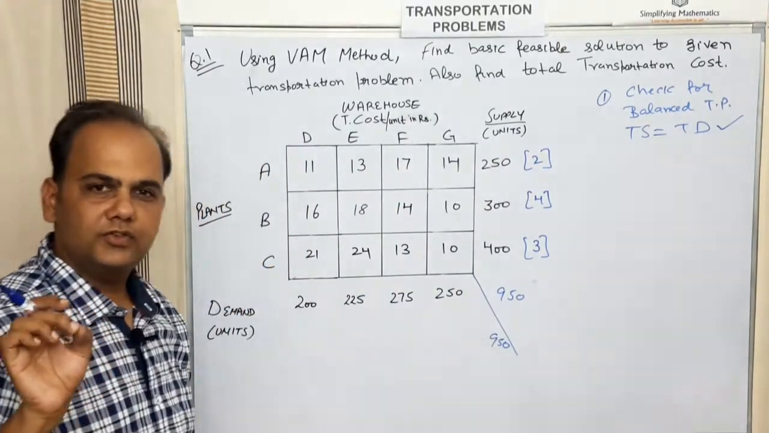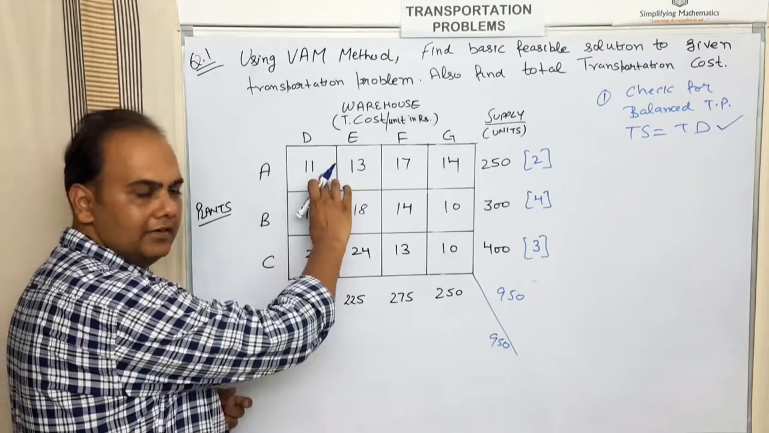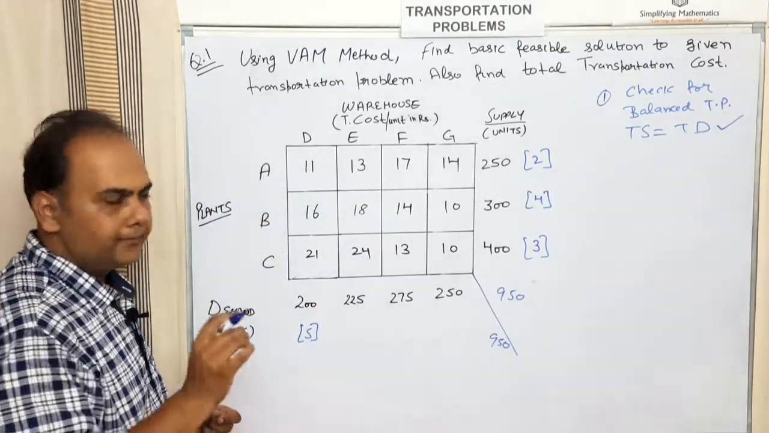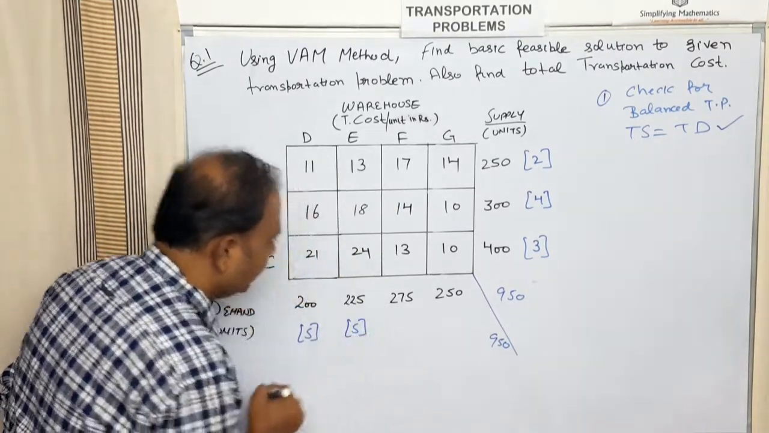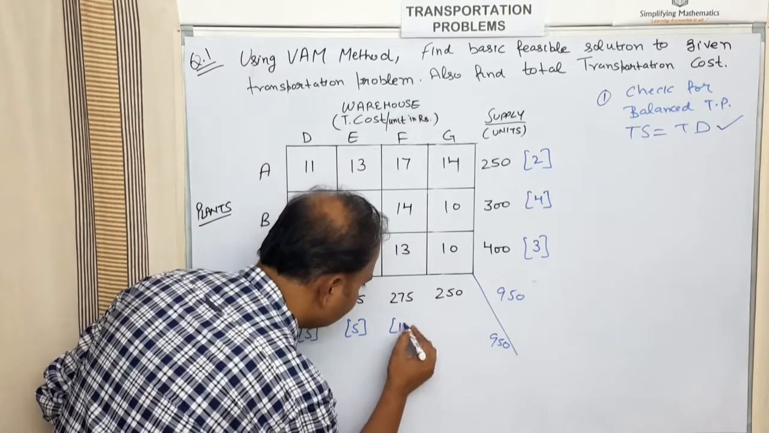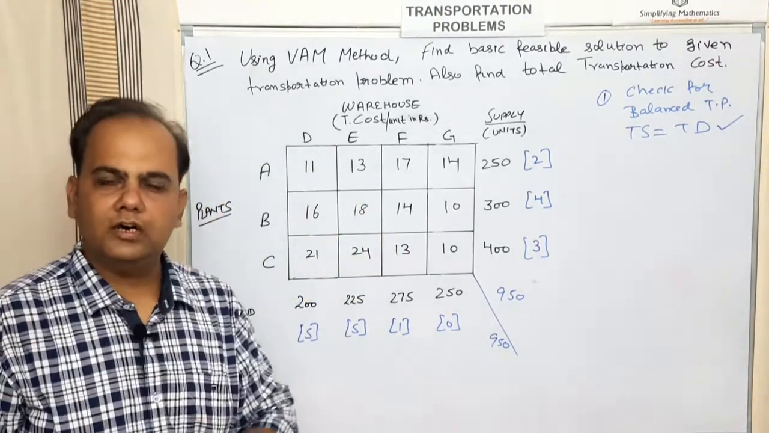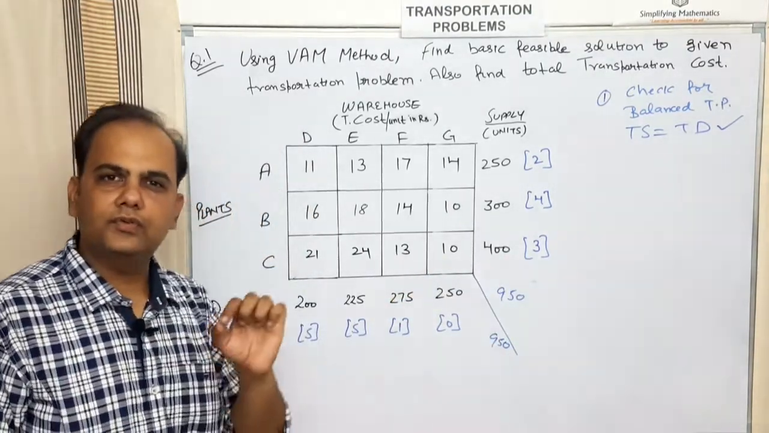Now the same operation is to be performed in every column. In the first column, the two minimum values are 11 and 16. Take their difference, that is 5. In the second column, 13 and 18, difference 5. In the third column, 14 and 13, difference 1. Then in the last column, it is 0.